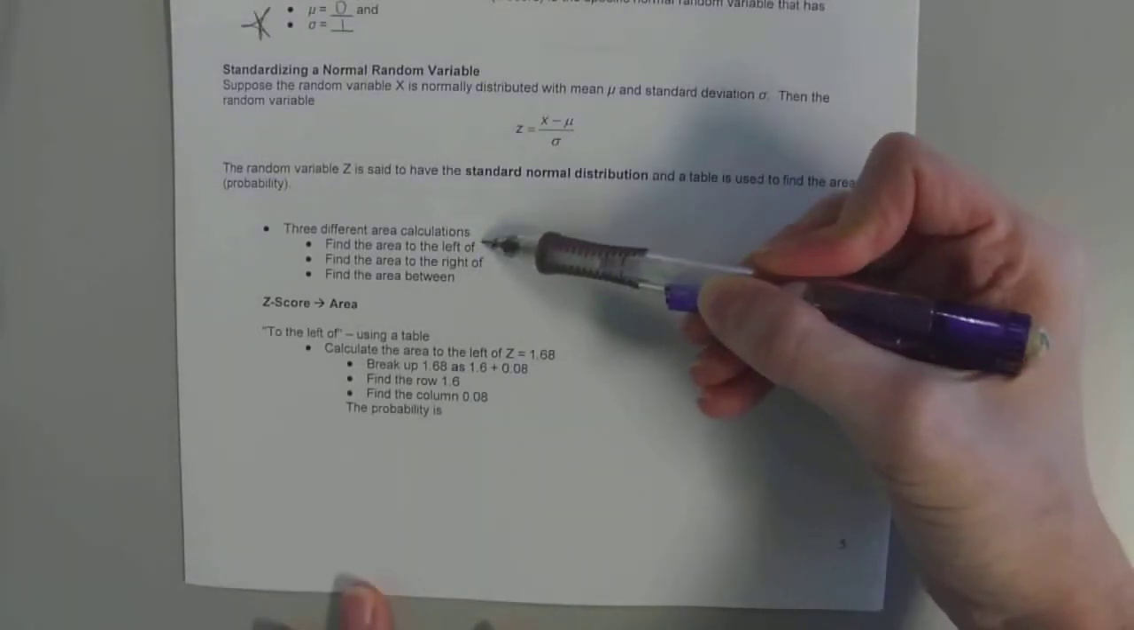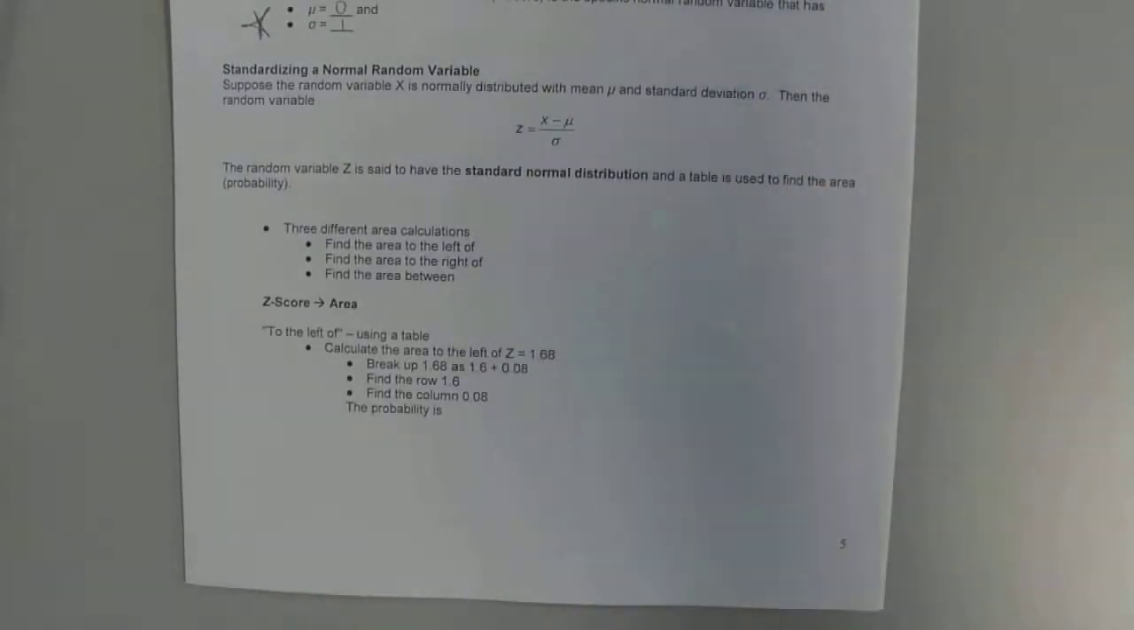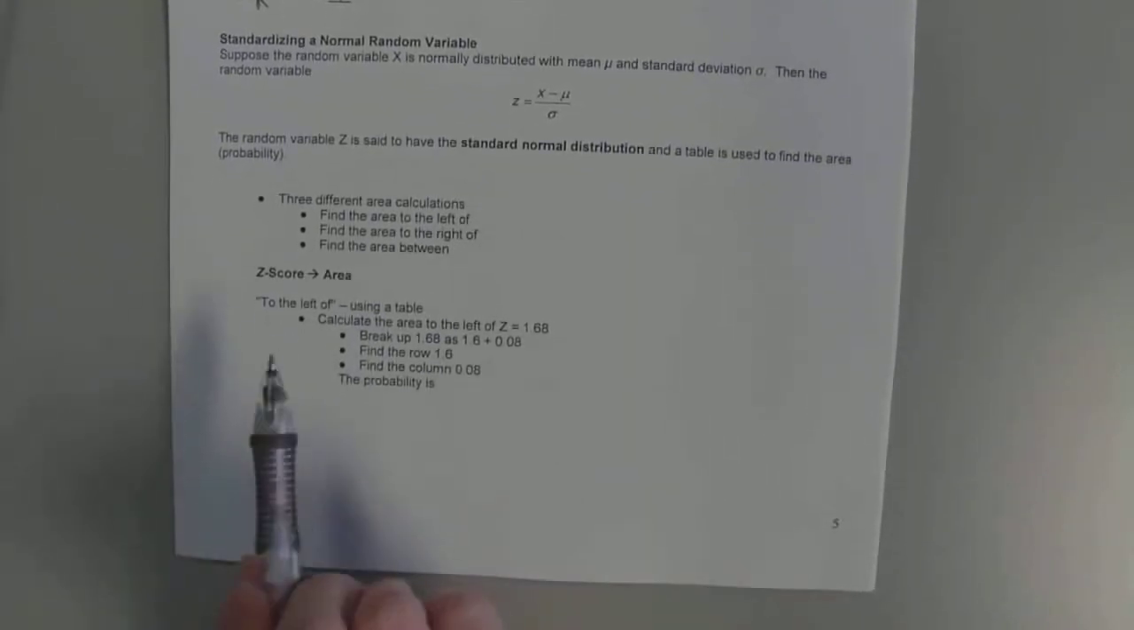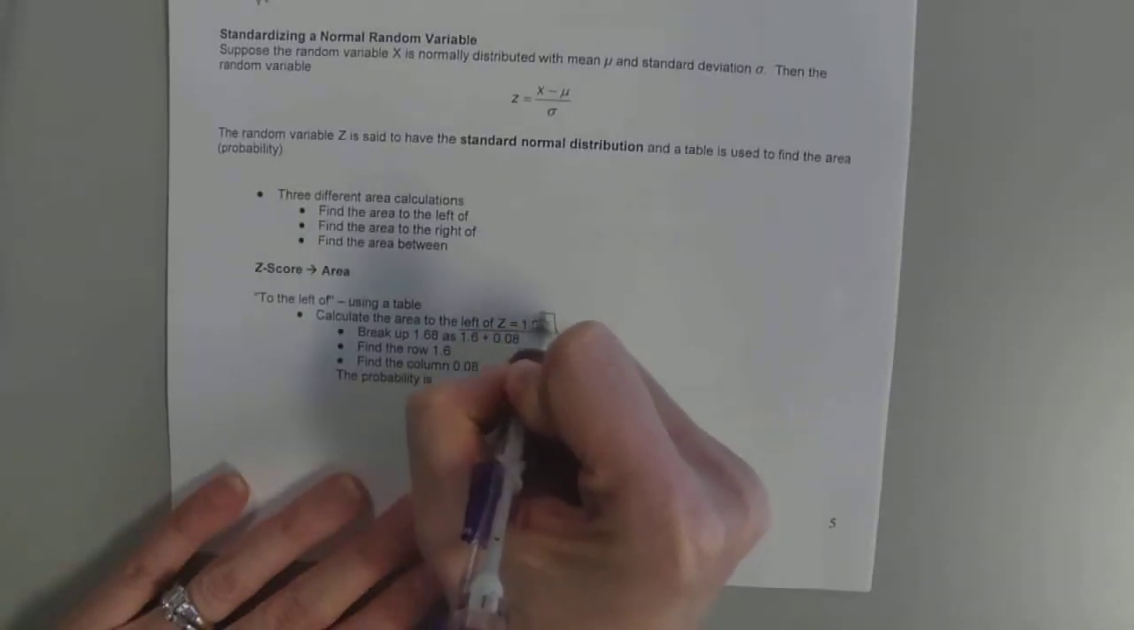So area to the left, woohoo, that is the easiest. When you see those, get excited. Area to the right, there's a little something we have to do. And area in between is a little bit harder, okay? So first, let's figure out the area to the left using the table. Say we want to find the area to the left of z equaling 1.68.